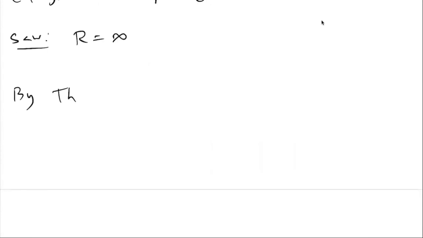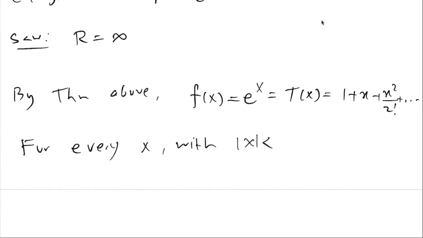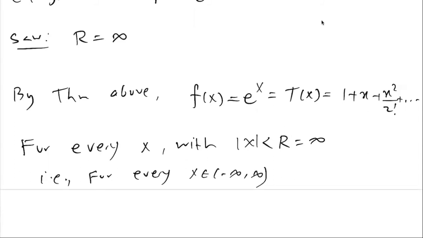So by the theorem above, we can say e to the x, which is f of x, equals T of x, which is 1 plus x plus x squared over 2 factorial, plus dot dot dot, for every x with absolute value x less than r, which is infinity, meaning that for every x between minus infinity to infinity. So we combined these theorems to conclude that e to the x and the Taylor series of e to the x at x equals 0, which is 1 plus x plus x squared over 2 factorial plus dot dot dot, are exactly equal to each other, not only for x close to 0, but for every real number x. For every real number x, e to the x and this Taylor series are exactly equal to each other.